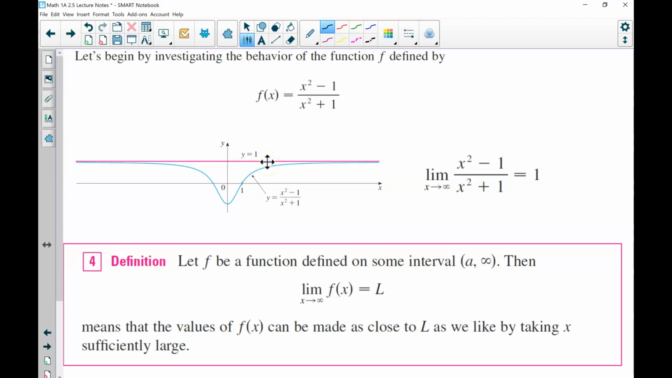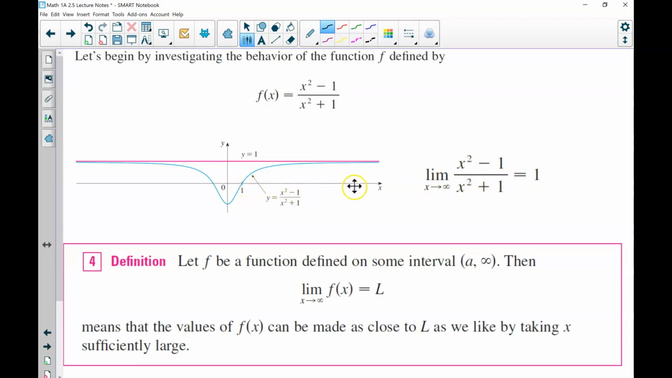So as x grows larger and larger, you can see that the values of the function get closer and closer to 1. So in fact, it seems that we can make the values of the function as close as we like to 1 by taking x sufficiently large. Now, this situation is expressed by this limit here. The limit as x approaches infinity of x squared minus 1 over x squared plus 1 is equal to 1.